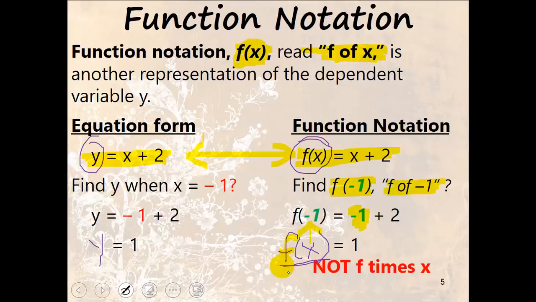This is function notation. F of negative 1 equals positive 1. That's going to give me the ordered pair negative 1, that's my x, and my y value, or my f of x, is 1. Remember, this is not f times x. It is f of x, or f of the number, f of negative 1.